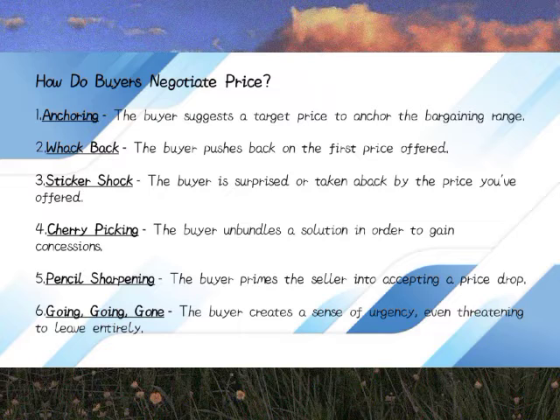The fourth one is cherry picking. Cherry picking is when the buyer unbundles a solution in order to gain concessions. Well, in this scenario, the buyer has tried to shrink a solution to gain concessions and assumes the unit price will stay the same. For example, when the buyer says, "I know I told you our initial order would be 5,000 units with 5 components, but we will just need 500 units and 2 components at first. I did the division, so the price should be this," and so on and so forth.